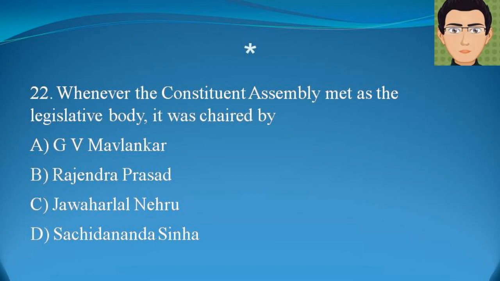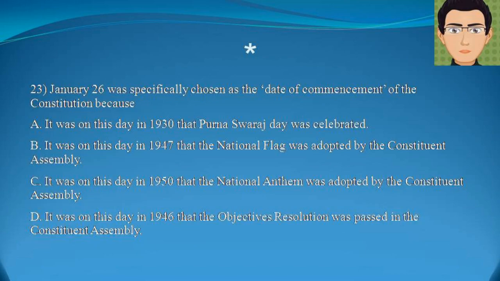G.V. Mavalankar. The Constituent Assembly performed two separate functions, that is, making of a constitution for free India and enacting of ordinary laws for the country. These two tasks were performed on separate days. Whenever the Assembly met as the constituent body, it was chaired by Dr. Rajendra Prasad. But when it met as the legislative body, it was chaired by G.V. Mavalankar. These two functions continued till November 26, 1949.